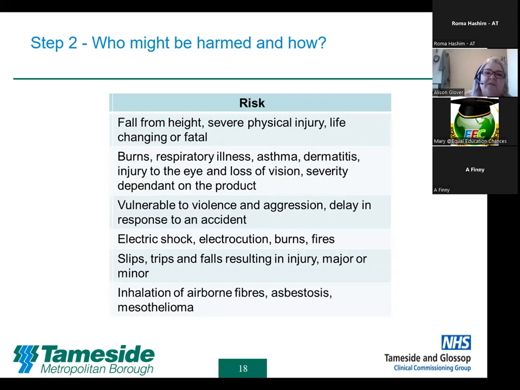And then if there's lone working, there's a vulnerability to violence and aggression, there's the possibility of delay in response to an accident, and so on. So those are the types of things when you're looking at the actual hazard and what could be the outcome if that went wrong, if it was wrongly applied and there weren't any controls in place at all.